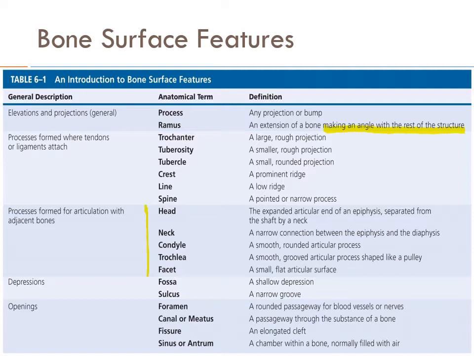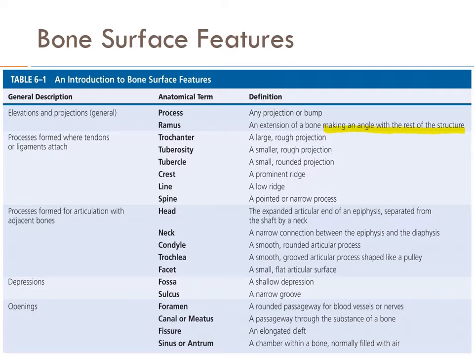So where two bones come together at a flat surface, we have facet joints between our vertebrae in the spine. And there are facets on the back of the patella, where the patella is going to be in contact with the femur. So multiple different facets throughout the body.